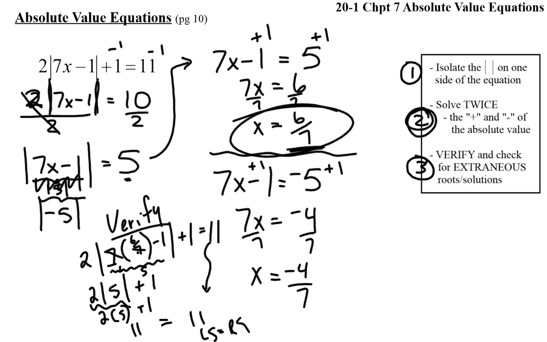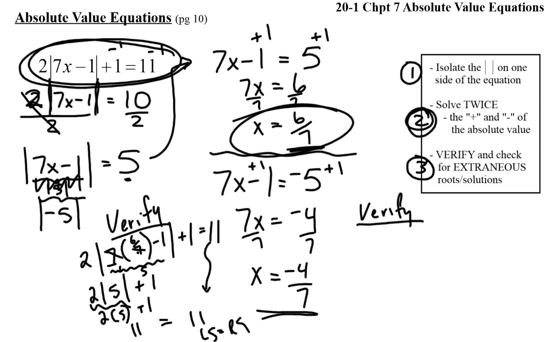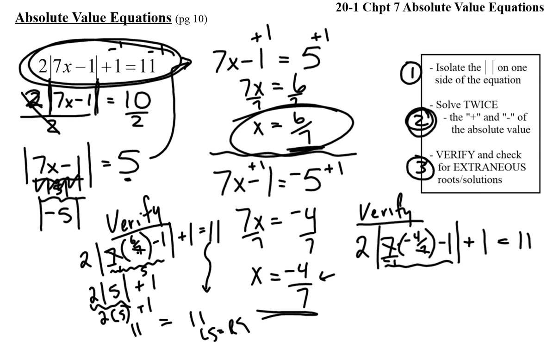Well, we need to verify as well our second possible answer. So verify again, always, like we just did, verifying the original. We're assuming our x works in the original. 2 absolute, 7 times -4/7 minus 1 absolute plus 1 equals 11 is what we're hoping. Brackets first. 7 over 1, we can cancel 7s. We get -4 minus 1. We get 2 absolute -5 plus 1.